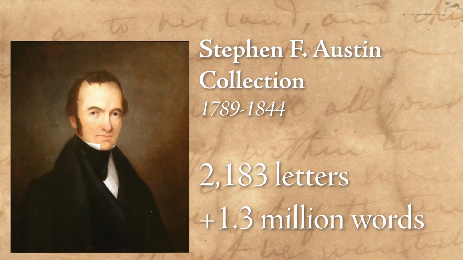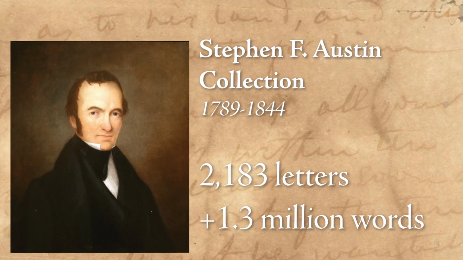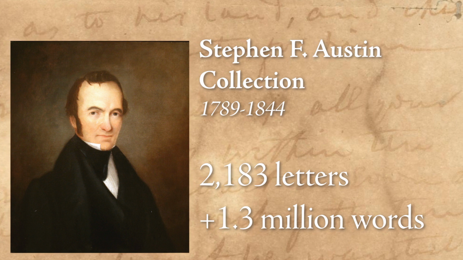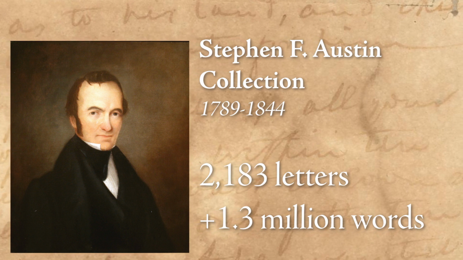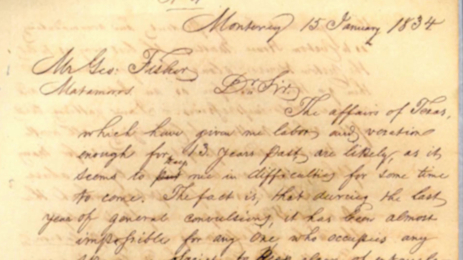Take, for example, the writings of someone like Stephen F. Austin, who has about 2,183 letters in his collection. So to try to understand Austin, we built a big database of all of his writings. And we went through and we transcribed, which means we made a digital copy of all of his letters. And then we went in and we tagged everything that was important in there.